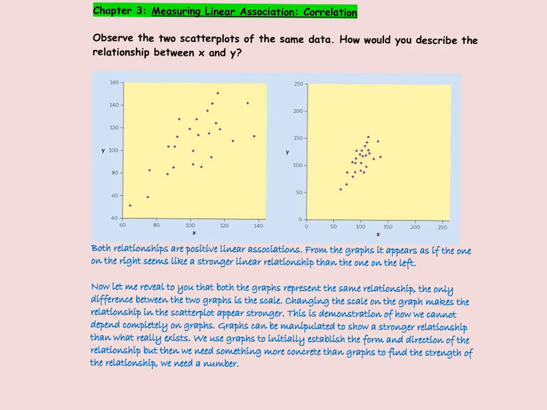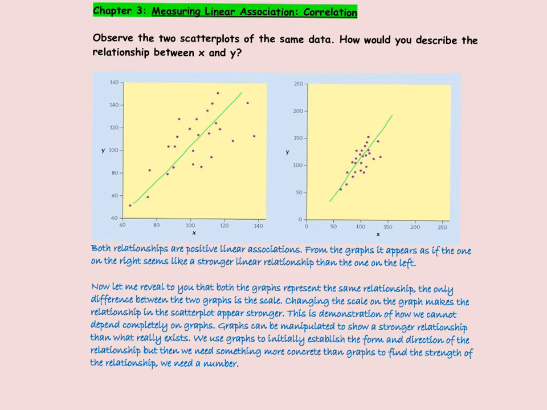Now in the previous part, we've seen that the scatter plot gives us the overall direction, the form, and the strength of a linear relationship. Now let's look at these two graphs. The overall pattern in the first graph seems like a positive linear relationship, and in the second, again, it looks like a positive linear relationship. Now, can we compare the strengths of the relationship?